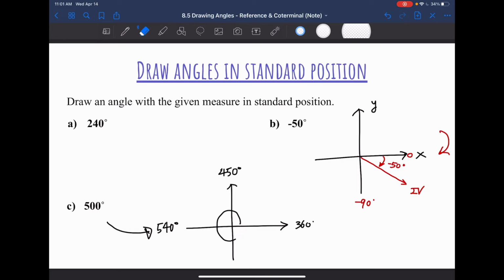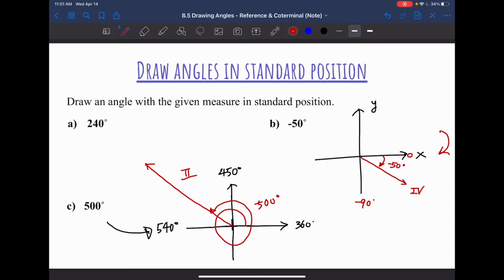So I'll show you again. Let me just erase all. See? We start from 0, that's 180, 270, 360. But 500 should pass 450 and be somewhere here. Okay, this is 500 degrees. It's greater than 360, so we have one full rotation and then we go a little bit more. And it's actually in the second quadrant. So that's how you draw the angle.